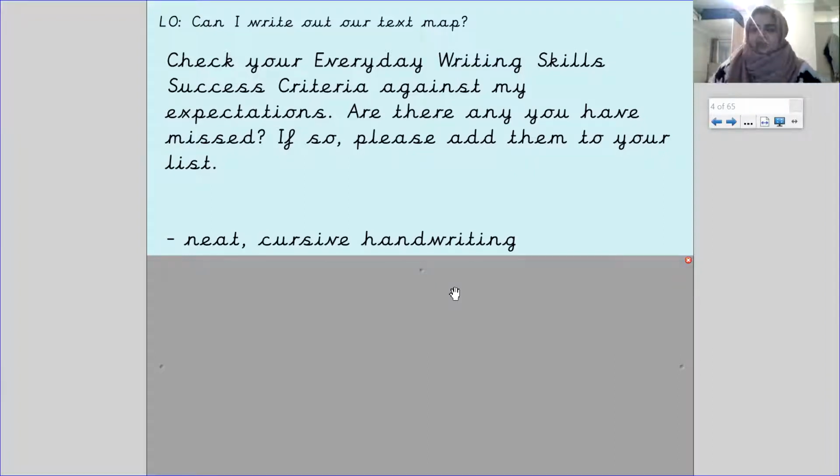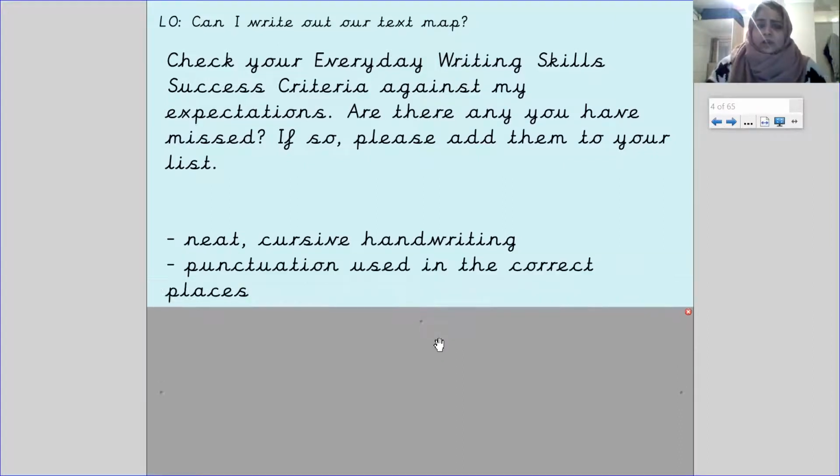Okay, you need to make sure that your tall letters are hanging nice and tall, like your L's and your D's. And you need to make sure that your hanging letters are hanging nice and low at the bottom underneath the line. So your G's, your J's, your P's.